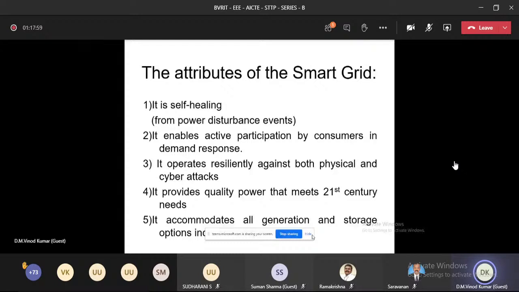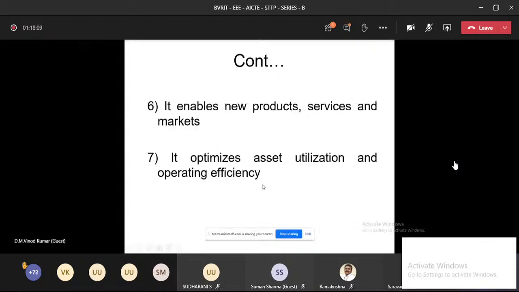It enables new products, services, and markets, and optimizes asset utilization. Operating efficiency increases, and we can optimally utilize the assets. Assets means whatever we have: generators, transformers, transmission, and so on.